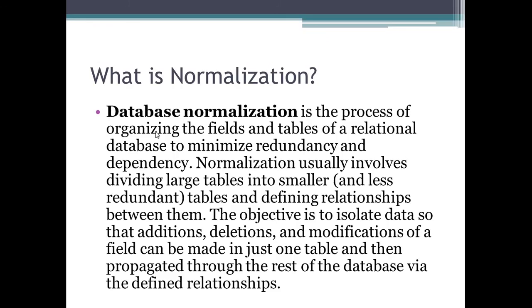So what is normalization? Basically, normalization is the process of organizing the fields and tables of a relational database to minimize redundancy and dependency. It usually involves dividing larger tables into smaller and less redundant tables, defining relationships between them. Basically, you want to isolate data so that additions, deletions, and modifications of the field can be made in just one table, and it'll be propagated through the rest of the database through defined relationships.